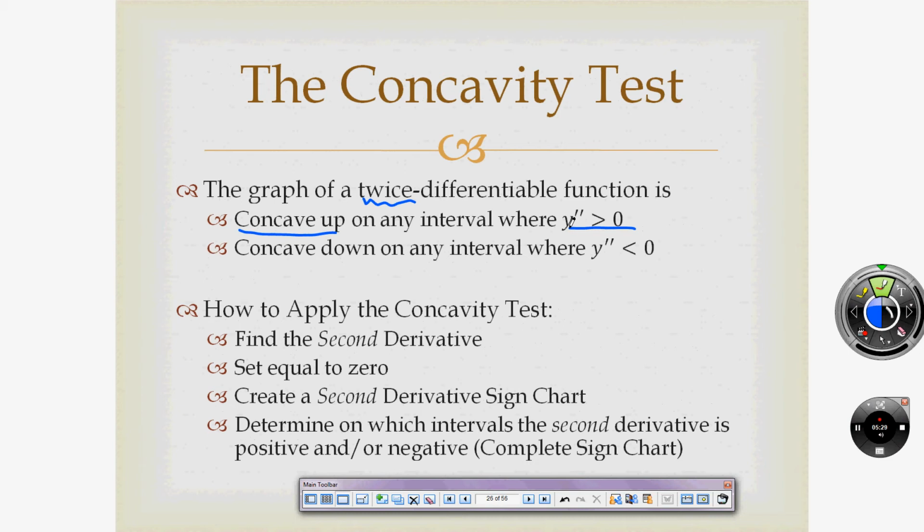It is concave down on a given interval where the second derivative is less than 0. So your second derivative is negative, which indicates that the first derivative is decreasing.